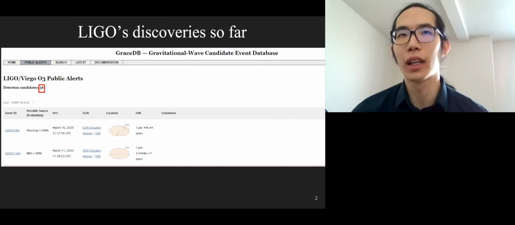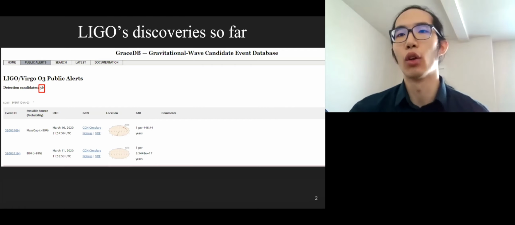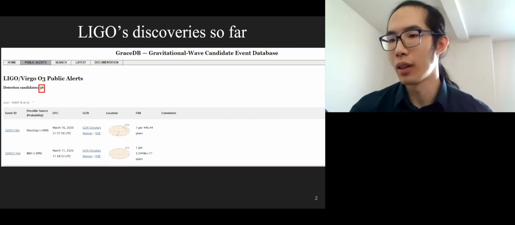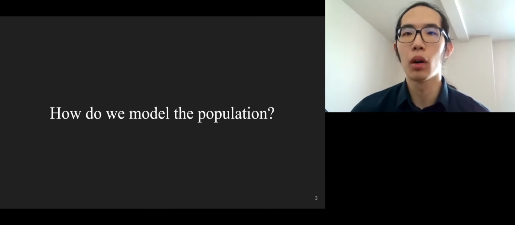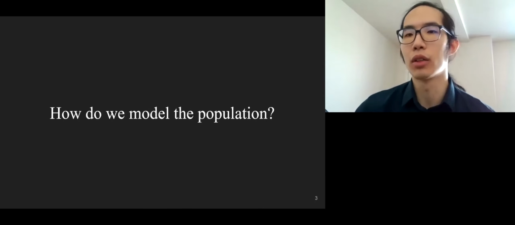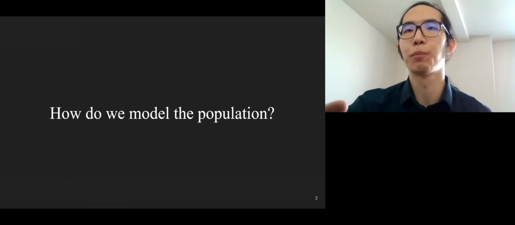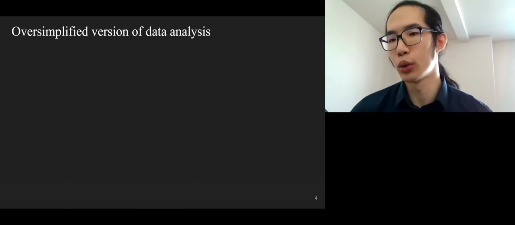So the number is racking up. It's really important for us to think ahead, like, okay, once I have a population, what kind of physics can I learn from it, right? And as with any physical problem, you need to build a model for your population and try to understand how I connect my observable to my physics.